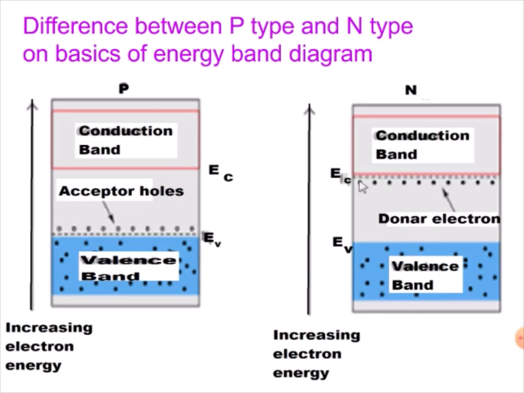Let's see a brief comparison of the energy band diagrams for n-type and p-type. In the case of p-type, the acceptor hole level is just above the valence band, and in the case of n-type, the donor electron level is just below the conduction band.